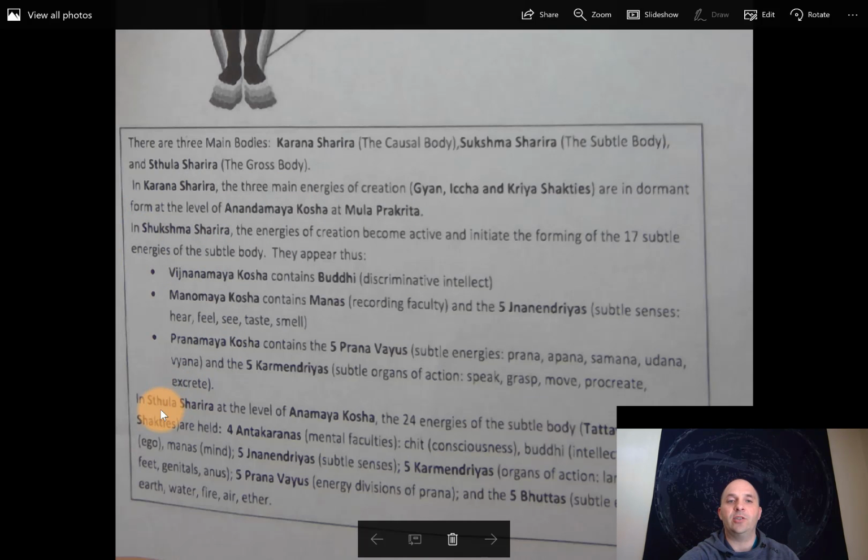And then finally, in the Sthula Sharira, which is the gross body, that's where everything is held. That's where all the subtle body energies are held. So that's like the physical form, basically.